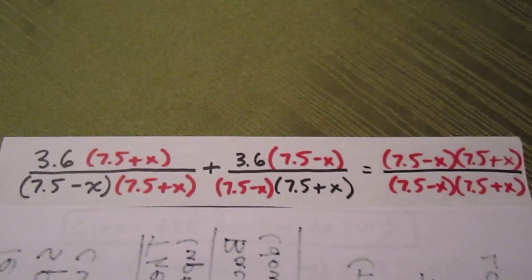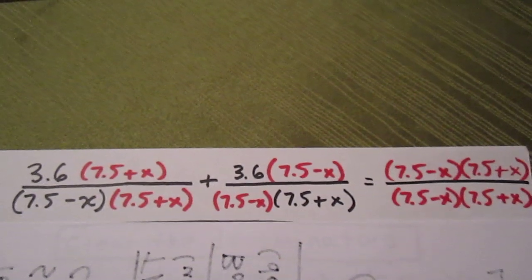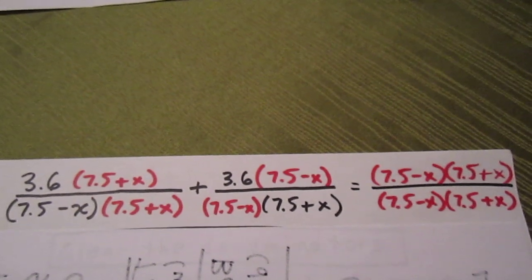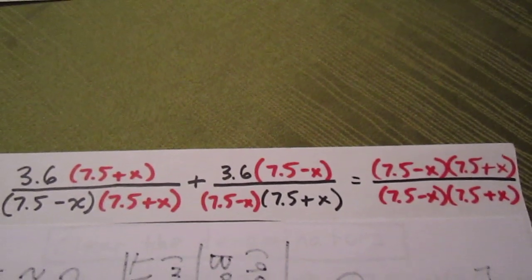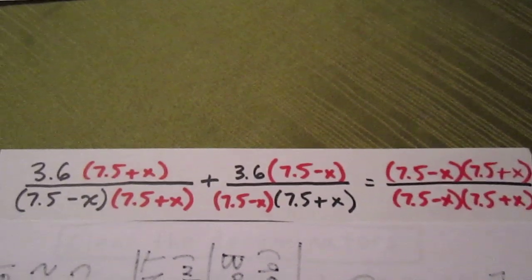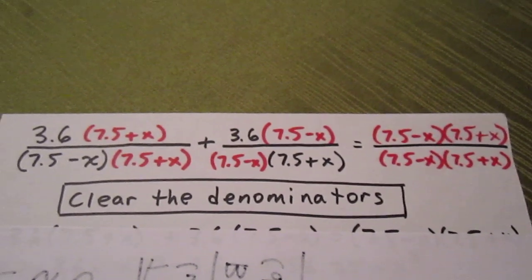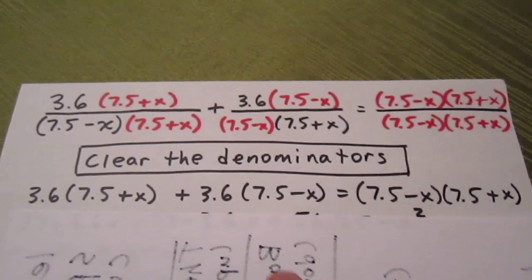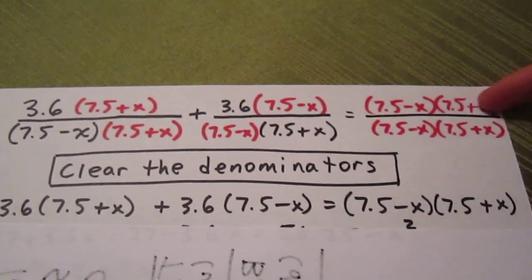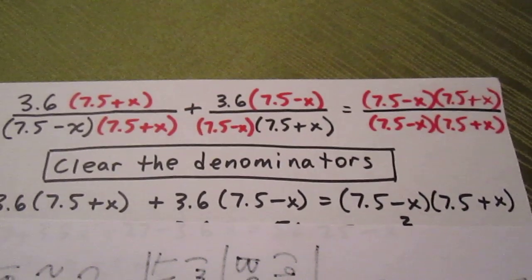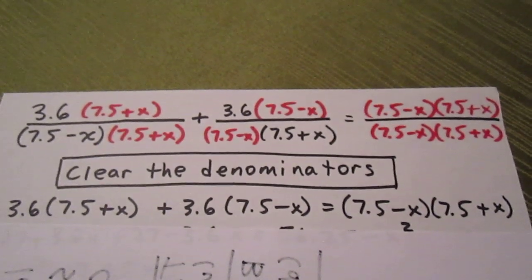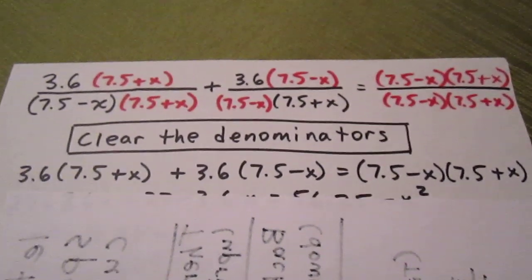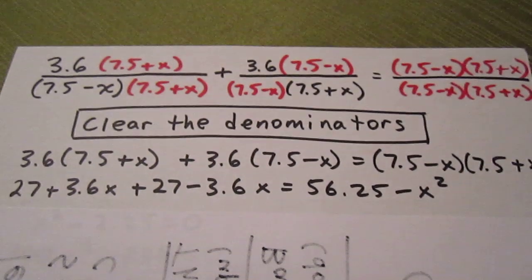At this step, we can now, having stated our restrictions, multiply all three of those rational expressions by 7.5 minus x, 7.5 plus x. What that has the effect of doing is clearing out the denominators, and we can focus on the numerators. So sometimes I just write clear the denominators. What then happens is we have 3.6 times 7.5 plus x plus 3.6 times 7.5 minus x equaling 7.5 minus x, 7.5 plus x. In other words, once we got the denominators the same and stated our restrictions, we were able to ignore them.